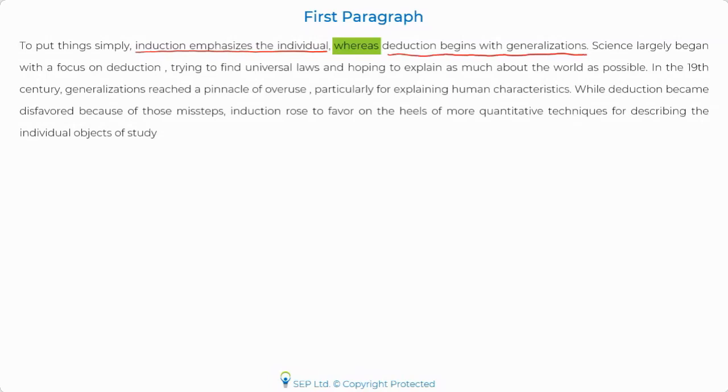So a generalization is about the mass, isn't it? Lots. But individual means one. So induction is something which is related to the individual. Deduction is something which is related to the general, the mass. All right, this is what I tell myself if I don't know the meaning of induction and deduction.